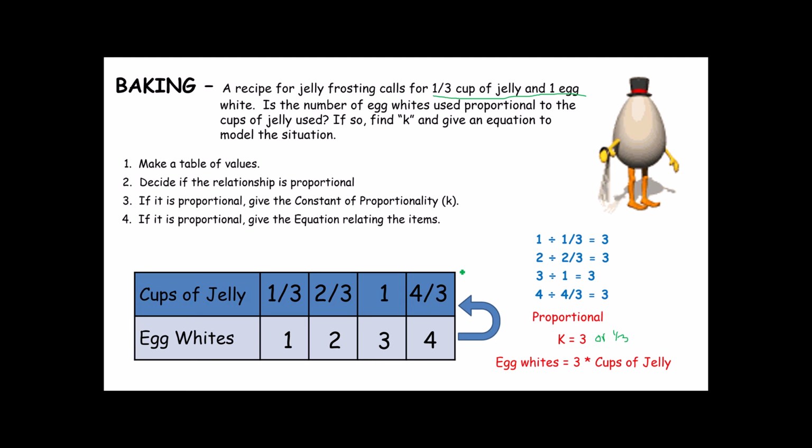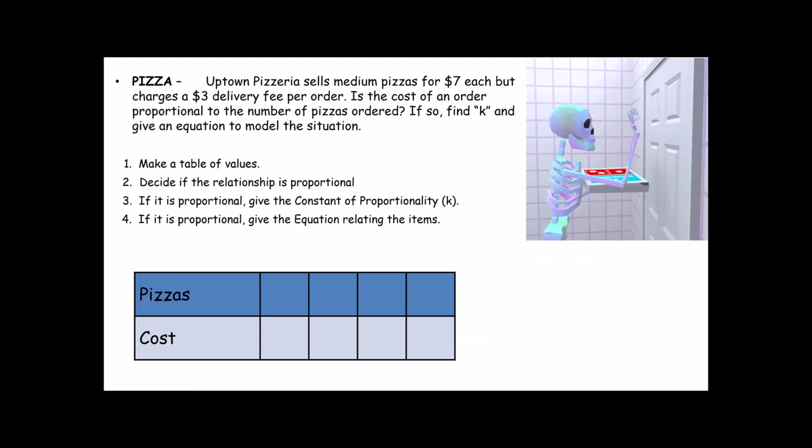I've got one more of these for you, and then we're going to call it quits for the day. Uptown Pizzeria sells medium pizzas for $7 each, but charges a $3 delivery fee per order. My students sometimes get confused because this $3 delivery fee is on the order. It is not on every single pizza. So if you have pizza delivered, you're going to pay for the pizzas and you're going to pay the $3 once. Is the cost of an order proportional to the number of pizzas ordered? If so, find K, your constant of variation, and give an equation to model the situation.